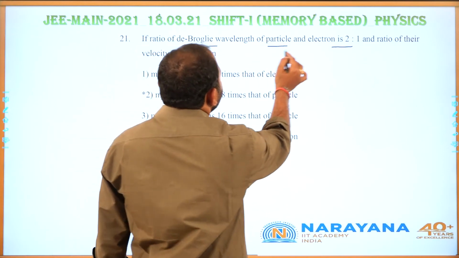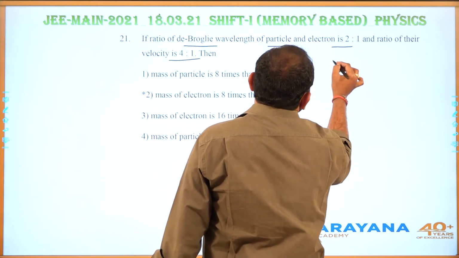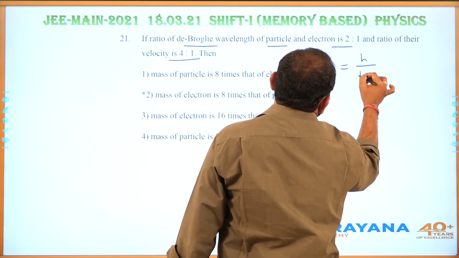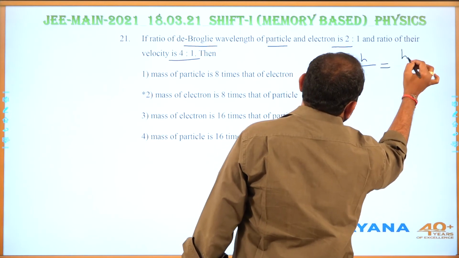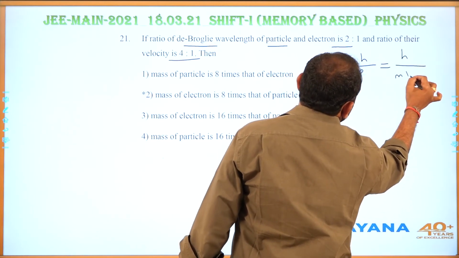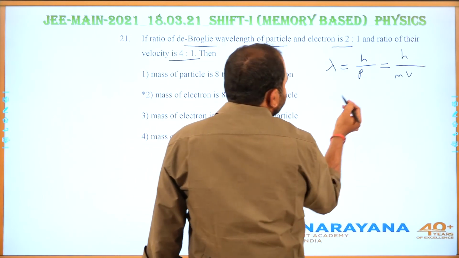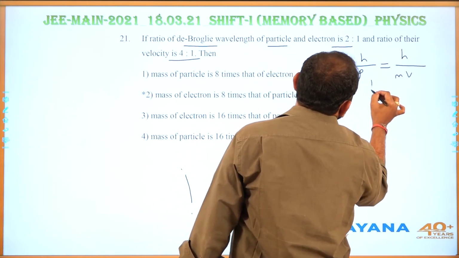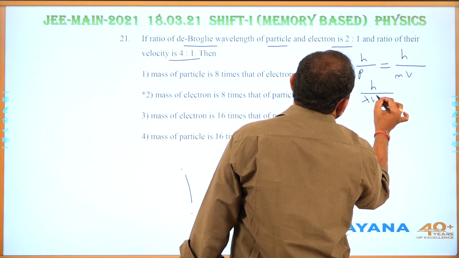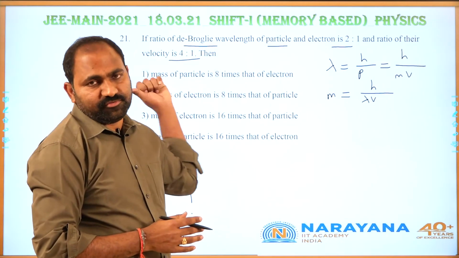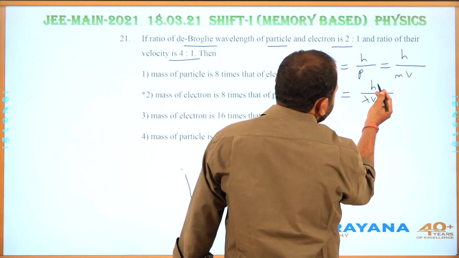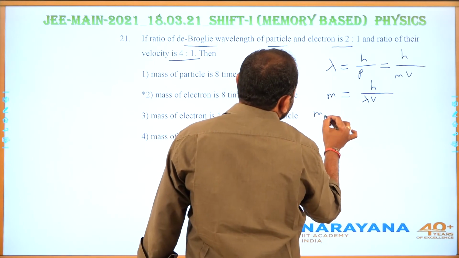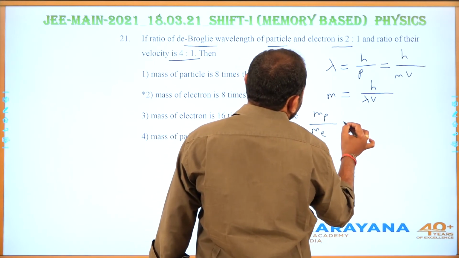He said the ratio of de Broglie wavelength of particle and electron. Let us write the general expression for de Broglie wavelength, lambda equals h by p, where p is the momentum of particle, and p can be written as mass into velocity. So he is asking the mass ratio. The general expression for mass can be written as h by lambda into V. As h is Planck's constant, it is common for both. So mass is inversely proportional to lambda and V in the given situation. So let us write the ratio of mass of particle by mass of electron.